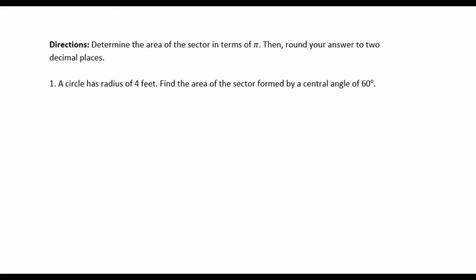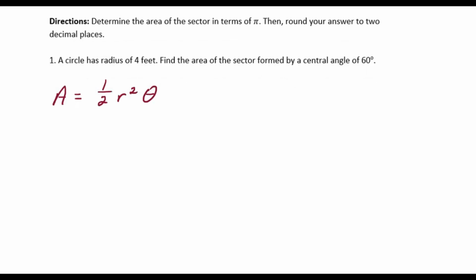Okay, we're going to use the formulas that we just discussed to do a couple of problems. The directions say to determine the area of the sector in terms of pi, then round your answer to 2 decimal places. Problem 1, a circle has a radius of 4 feet. Find the area of the sector formed by a central angle of 60 degrees. Okay, this is the formula I'm going to use. I'm trying to figure out what the area is. I know the radius is 4.